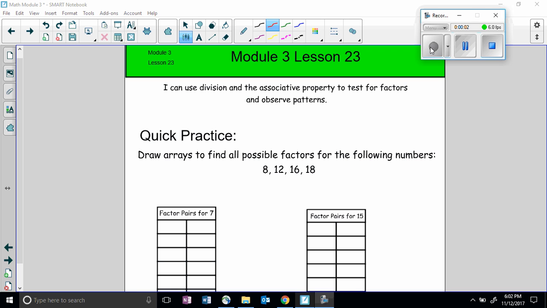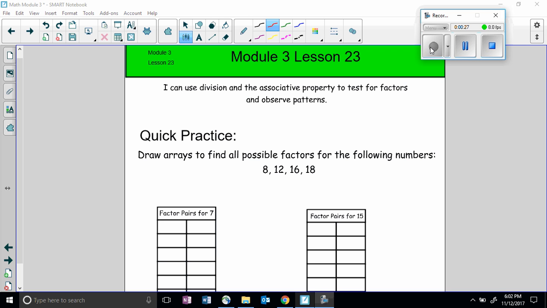All right, Module 3, 23. So we started off using division, a little bit of multiplication, but we started using our new vocabulary: factors, composite, and prime. So let's go ahead and read our I can statement. I can use division and the associative property to test for factors and observe patterns.